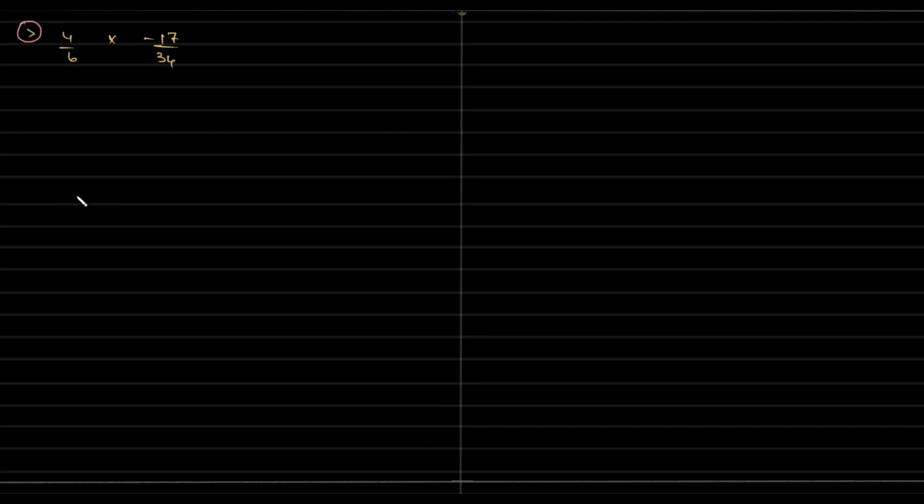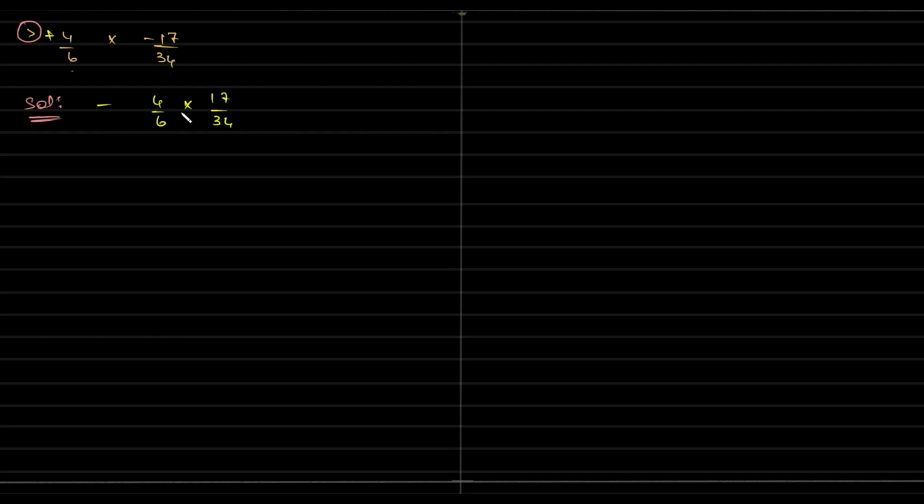Next we have 4 by 6 into, sorry, negative 17 by 34. Is that in simplest form? Well, first is the sign. So we are looking at positive into negative, that is negative 4 by 6 into 17 by 34. Is this in the simplest form?